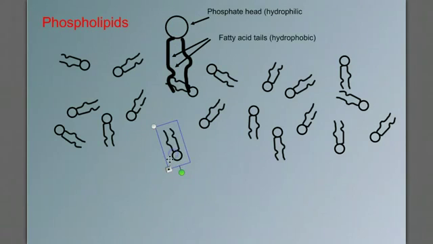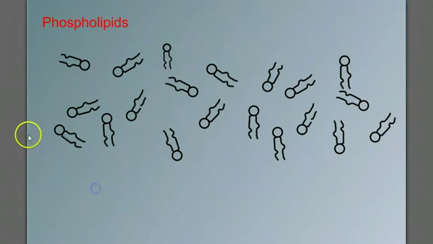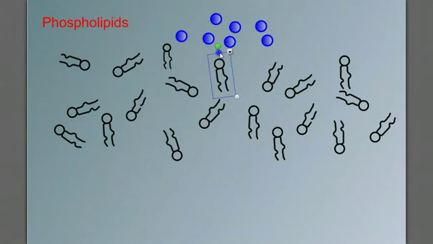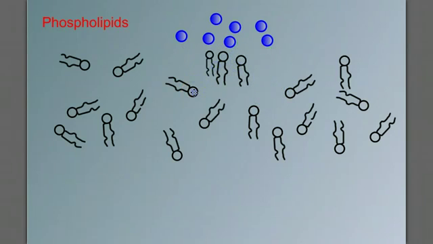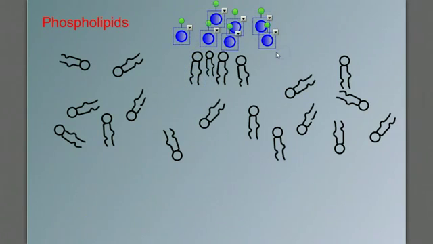So here I have a bunch of phospholipids. What would happen if I added water? Well, if I put a bunch of water molecules over here, the phosphate heads are going to turn towards the water and the fatty acid tails are going to turn away. Well, that's fine, but what if I have water on both sides? Let's make some more water here.